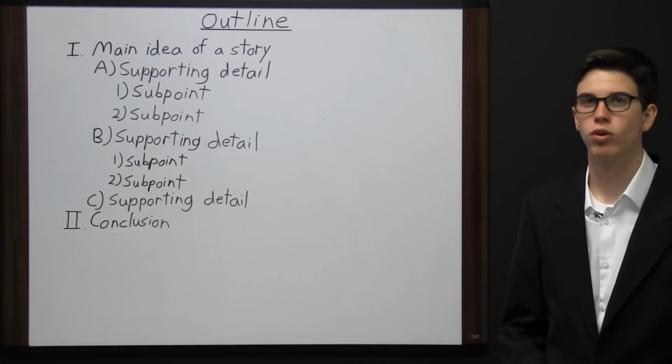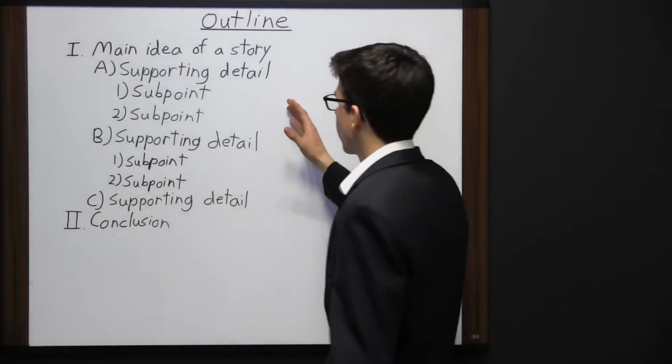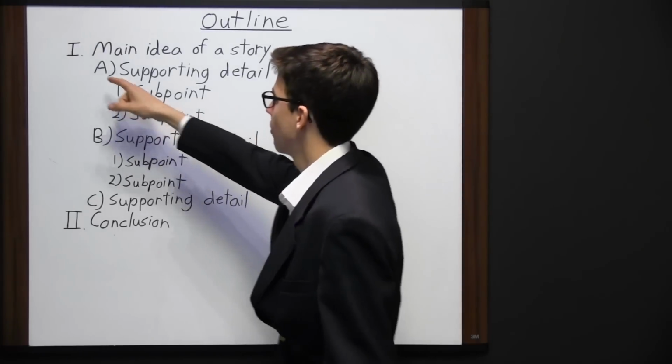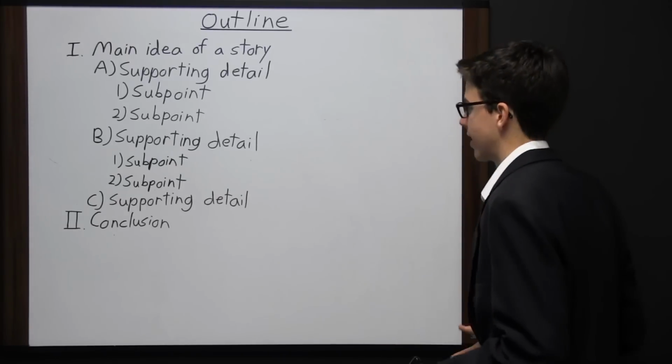An outline is a quick way to organize information. So up here on the board, we have an outline. So next to Roman numeral 1, you put the main idea of a story. So that needs to be a complete sentence.